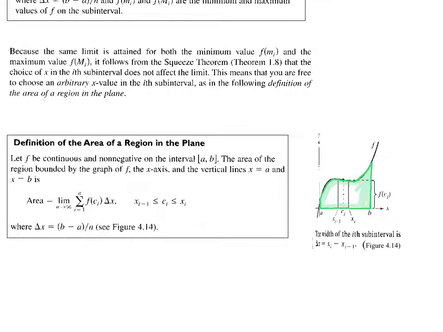That area is given by this definition: the limit as n approaches infinity of the sum from i equals 1 to n of f of c sub i delta x. And notice here the notation, it's where c sub i is between x sub i minus 1 and x sub i. In other words, it's between the two boundaries of the subinterval. And also they define delta x, as we saw yesterday, as the width of the rectangle. It's b minus a over n.